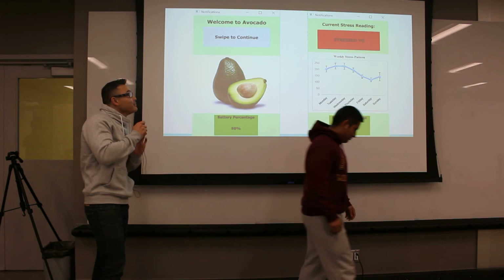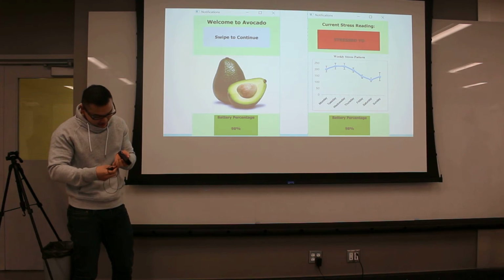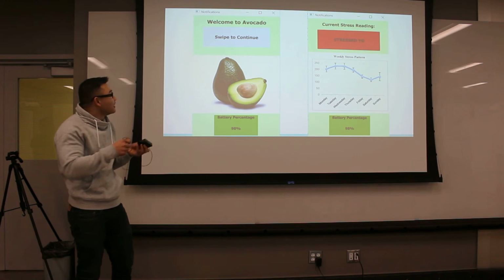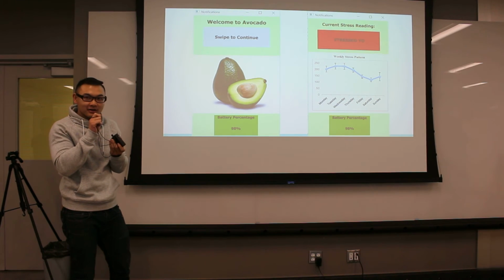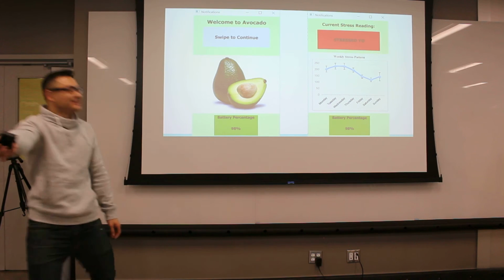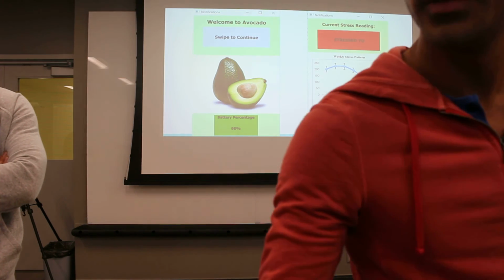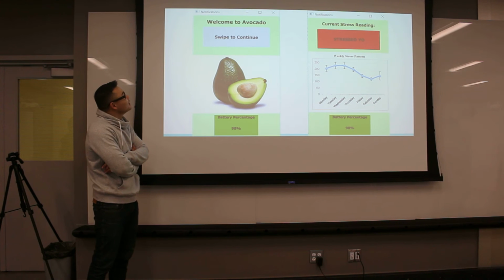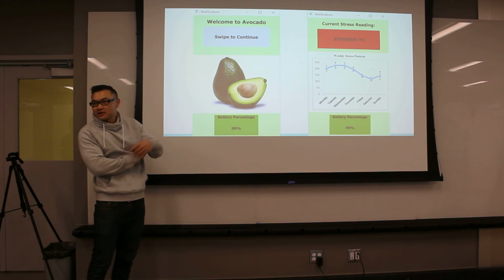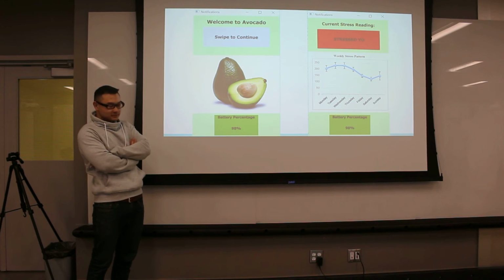So this is our dummy app. So we get two screens. First screen, swipe to continue, and then we get a current stress reading with hopefully a weekly stress pattern.